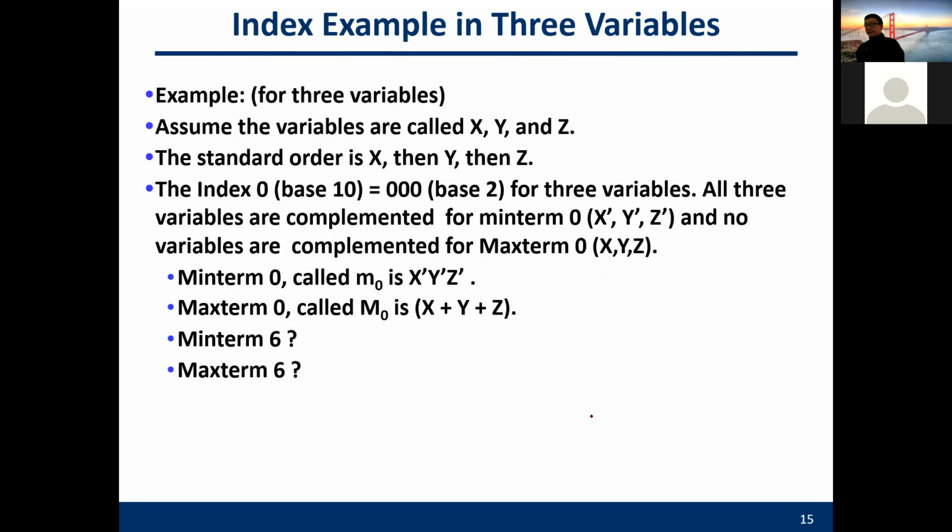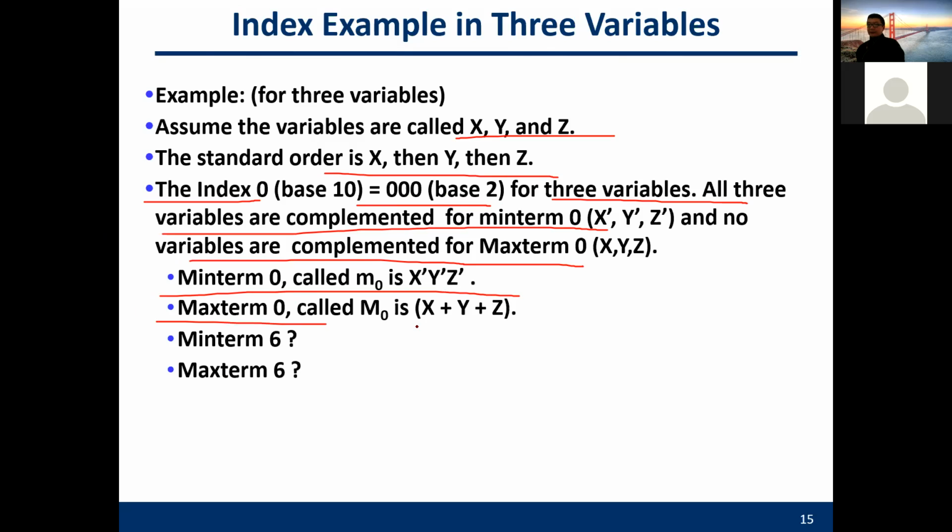So here is one example. We have three variables, x, y, and z. And this is the alphabetical order. For the index 0, we have three variables. All three variables are complemented for the minterm, and no variable is complemented for the maxterm. So the minterm is this one, and the maxterm is this one.